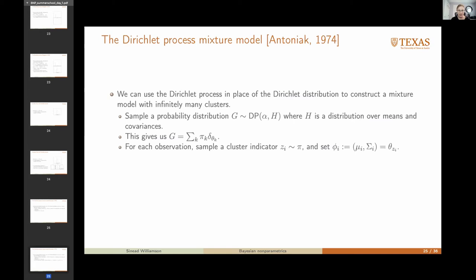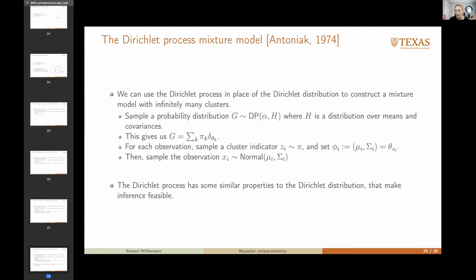I'm assuming here that we're working with Gaussians. Obviously, this extends to other forms of distributions. So, this still seems like it's going to be a mess, right?